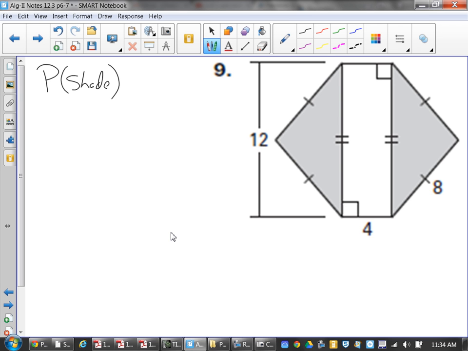I'm going to look at the probability of the shaded region. Do you have to find the area of it? No, it had nothing to do with this. That was such good sarcasm. So, a couple things to look at here.